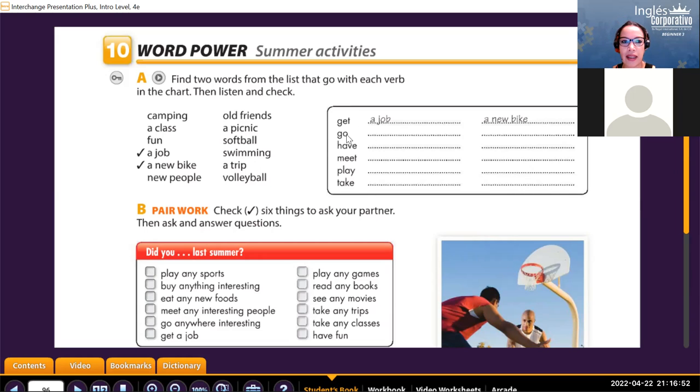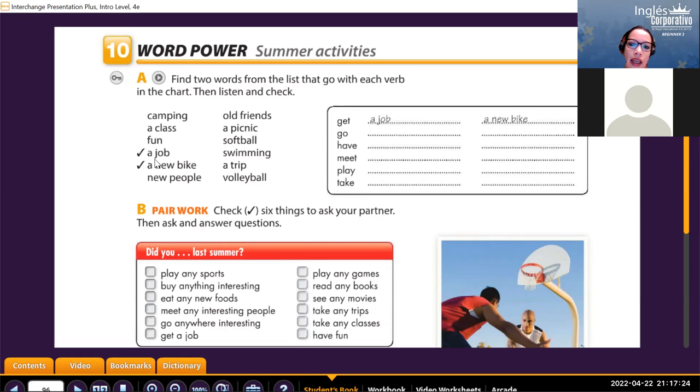Por ejemplo, con get. No podemos poner camping, no podemos poner a class, fun, o otra de estas palabras. La que va perfecto con get es a job y a new bike, y ya están chequeadas acá, ya no las podemos volver a utilizar. So, get a job y get a new bike. Sabemos que esto siempre está relacionado con lo que es obtener. So, obtener un trabajo o una nueva bicicleta.